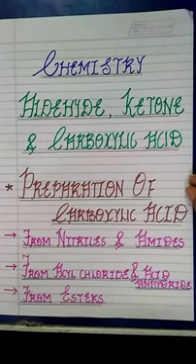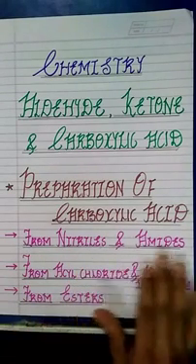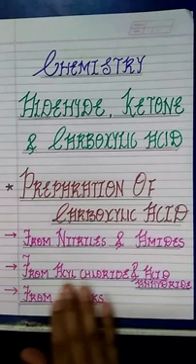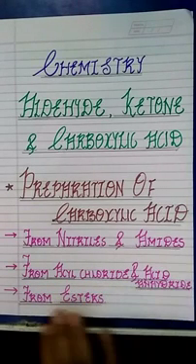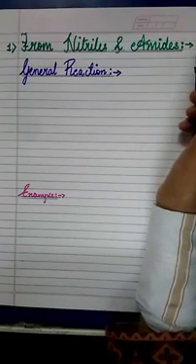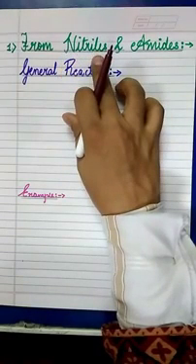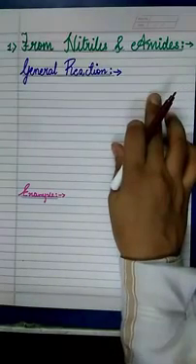In this lecture, we are going to study 3 methods of preparation of carboxylic acid, that is from nitrile and amide, from acyl chloride and acid anhydride, and from ester. First method of preparation of carboxylic acid is from nitrile or cyanide and amides. Let us have the general reaction for the same.